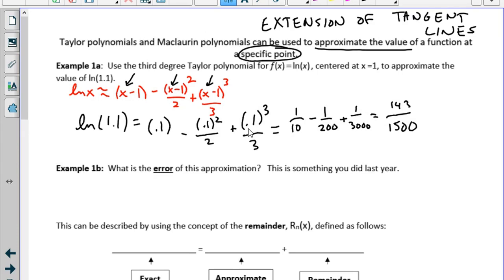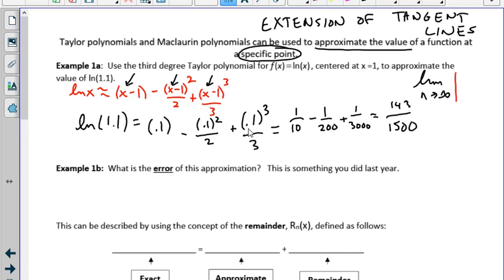I'm doing this in the interest of not boring you to tears with trying to find all that in my head. So now 1b is what is the error of this approximation? Well, before we get into that, let's just remind ourselves that natural log of x centered at 1, if we did the ratio test, limit as n approaches infinity. I'll do this in a different color so it's easier to see.